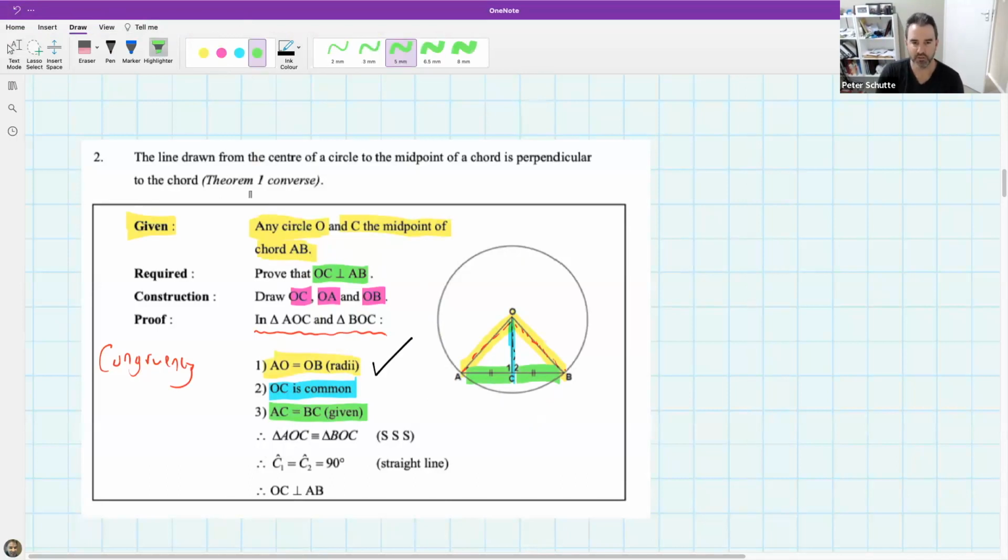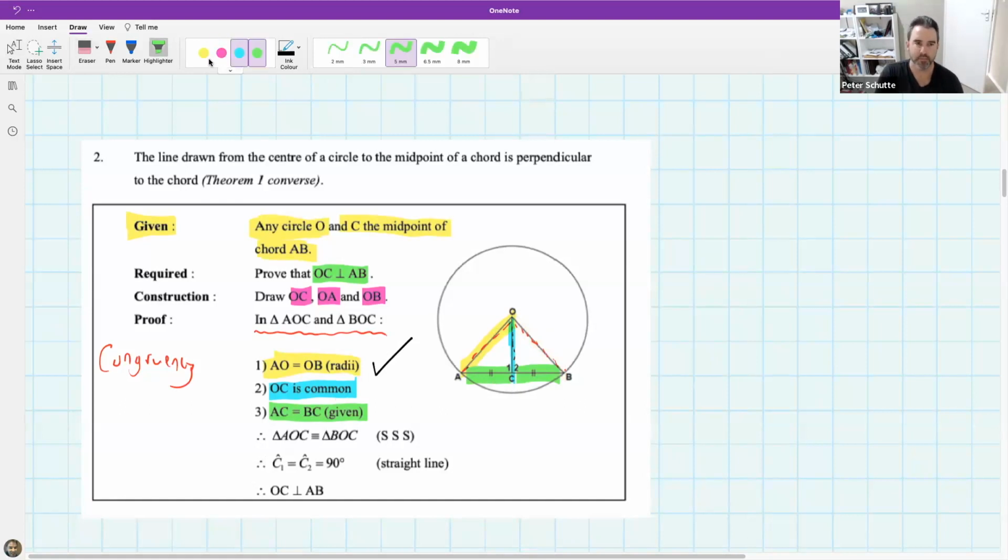Now, what case of congruency has 3 sides? Okay, the question is, Kanyesile has asked, what does it mean that OC is common? OC is common to both triangles. So OC is both in the triangle on the left over here, and OC is also part of the triangle on the right here. So that's what it means it's common.